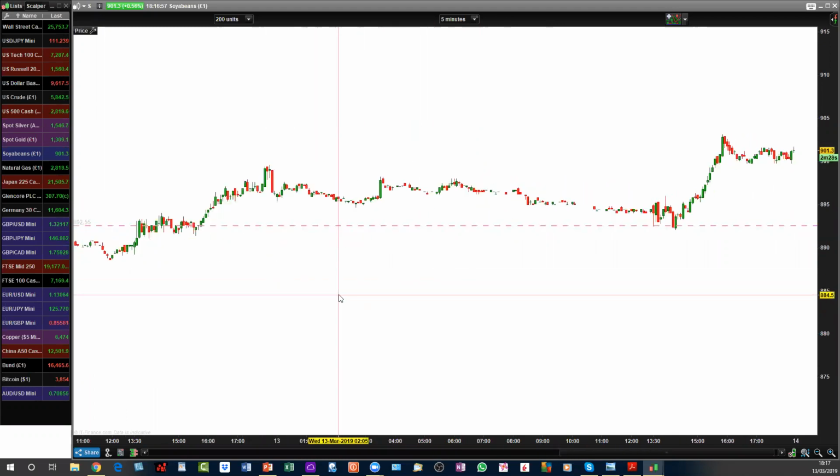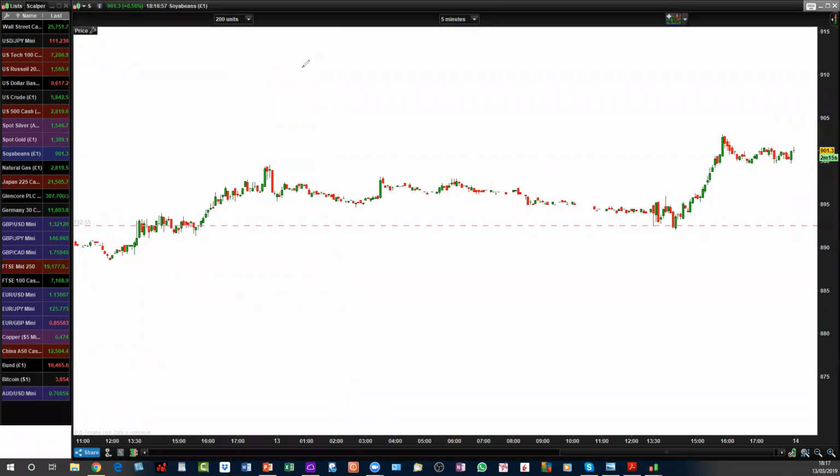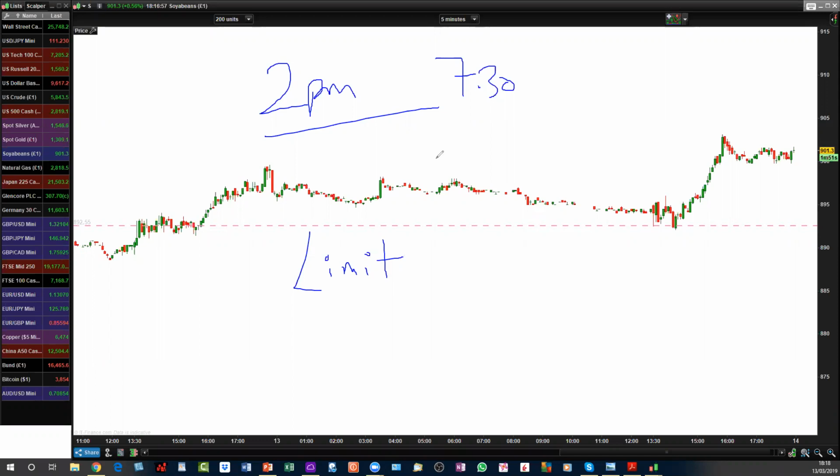See, the beauty of the beans is the pits. When I started trading beans, it shows you how long ago I've been trading it now. The beans pits would open at, now let me remember, I think it was 2 o'clock UK time, I'm sure it was, and then they would close at 7:30 PM, and they used to have limit barriers. Used to have barriers in these markets.